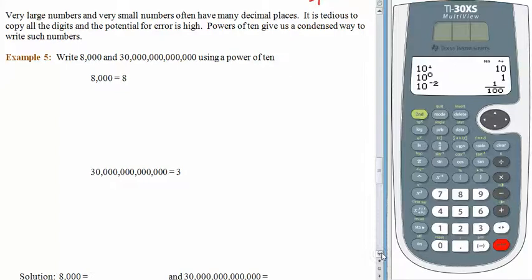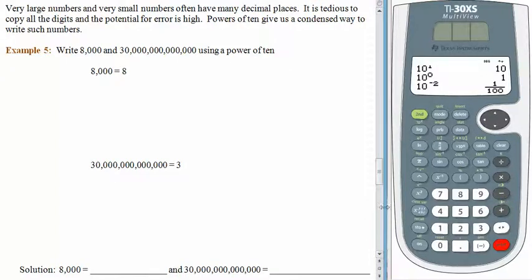In example 5, we would like to write 8,000, and oh my gosh, what is this one? Ones, thousands, millions, billions. This is 30 trillion. Okay, I'm going to leave that one for you to do. So here's our idea. We want to read this one first. We have 8,000, which really means we have 8 multiplied by 1,000. And now you should already know that 1,000 is 10 to the third power. And so this is the type of answer that we're looking for in this kind of question.